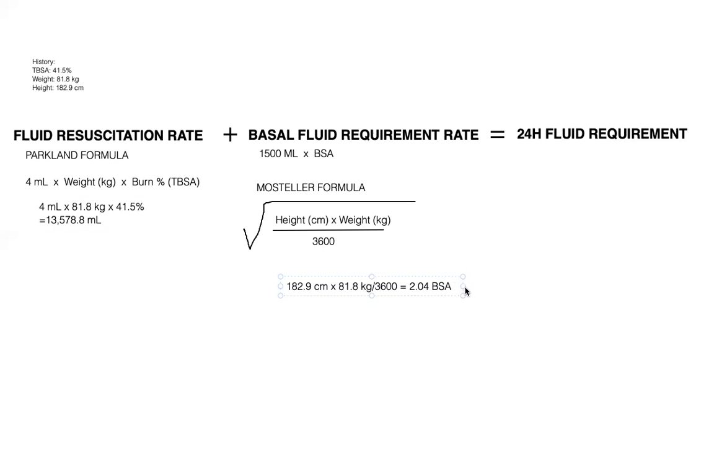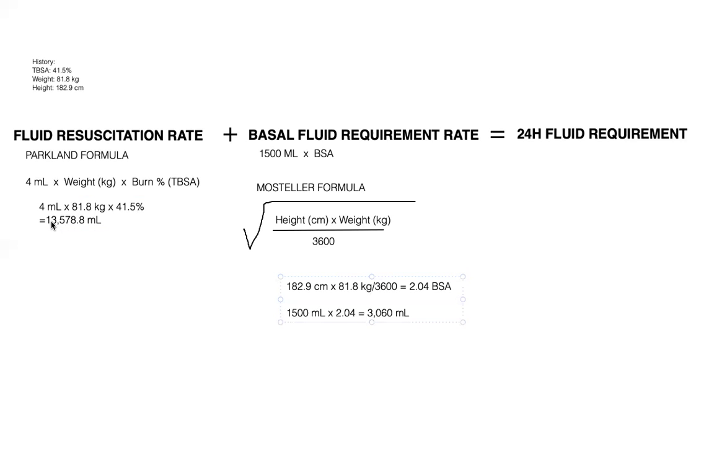Then we're going to plug that number back into this equation. You'll get 1,500 mils times 2.04, which will give you 3,016 mils.